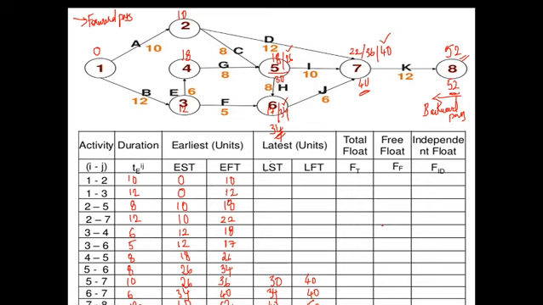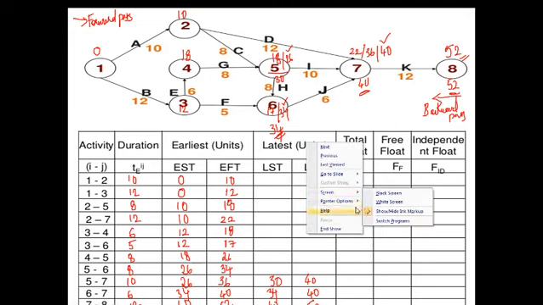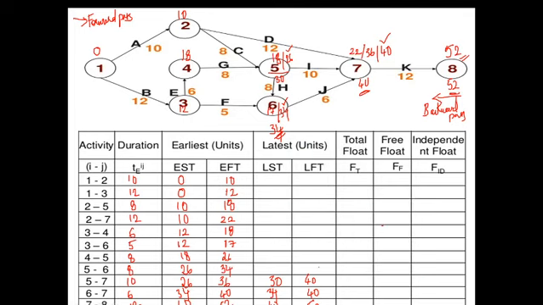Now look at the activity 5 to 6. What is the latest finish time of this activity? 34. 34 minus 8, duration, how much is it? 26. Write it here.